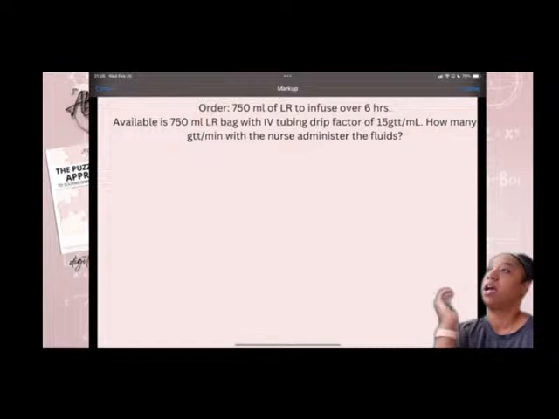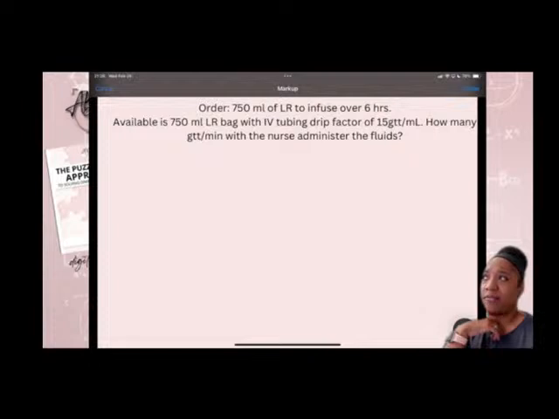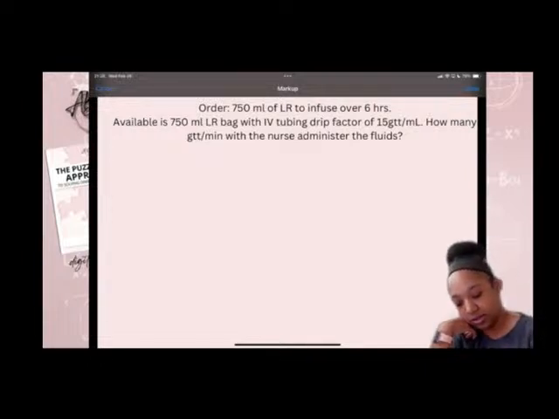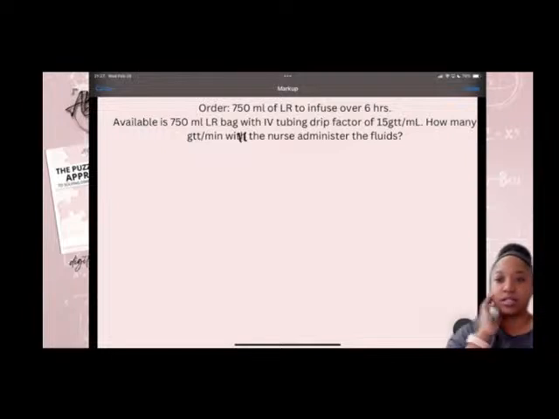All right. Order 750 milliliters of lactated ringers to infuse over 6 hours. Available is a 750 mL lactated ringer bag with IV tubing, drip factor of 15 drops per milliliter. How many drops per minute will the nurse administer the fluids? I can tell I copy pasted this one.